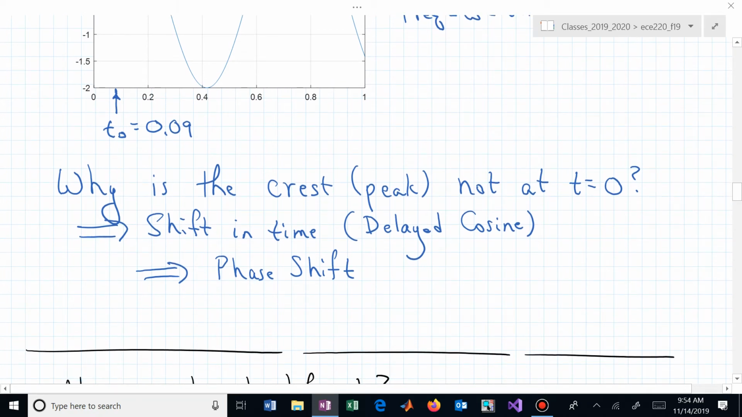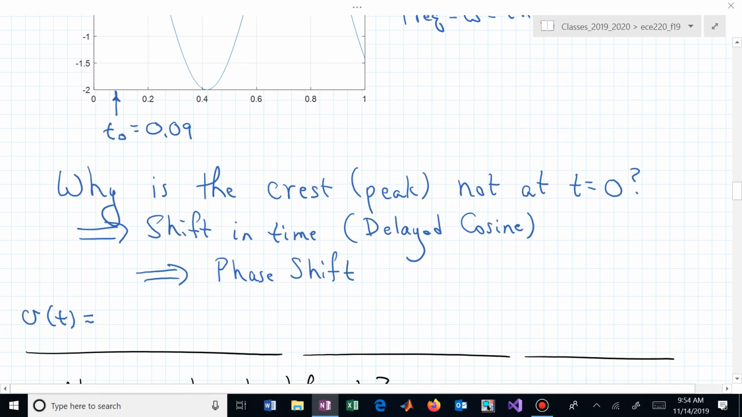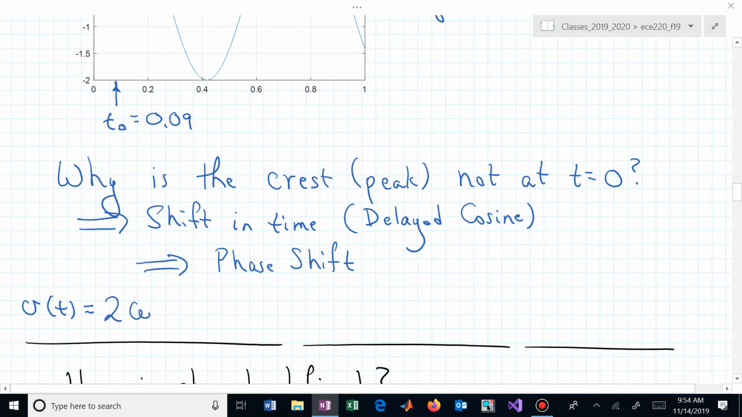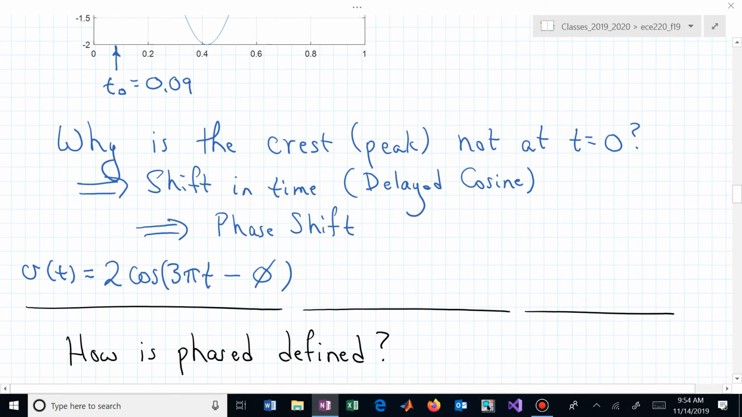If we put that into our functional expression for the cosine, we could say, oh, we had an amplitude of 2. We're calling it a cosine. The frequency, omega, was 3 pi, and that's t. But now we have a delay of some angle. This minus is now our delay, or saying we have a delay, and this phi is in fact our phase shift.